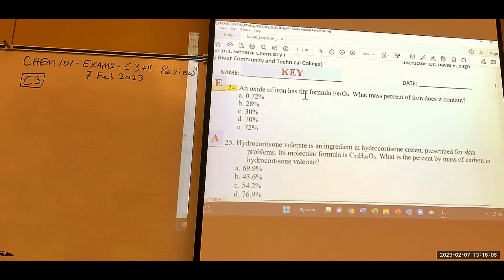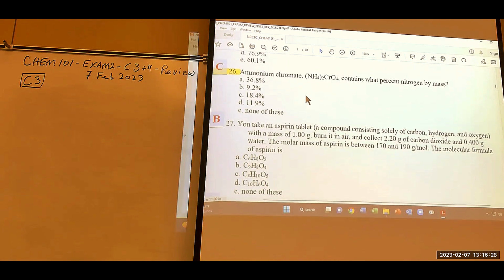An oxide of iron has a formula Fe3O4. What mass percent of iron does it contain? I don't think we need to stop there. You can do that one: 3 times the molar mass of iron divided by the total, which is 3 times the molar mass of iron plus 4 times the molar mass of oxygen, times 100. So I think you can manage that one.